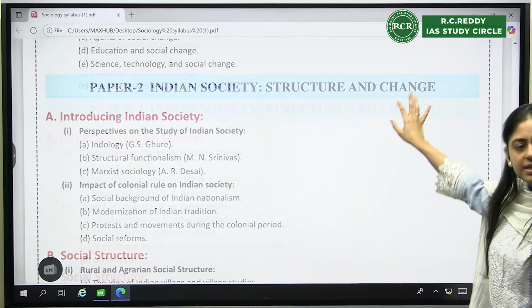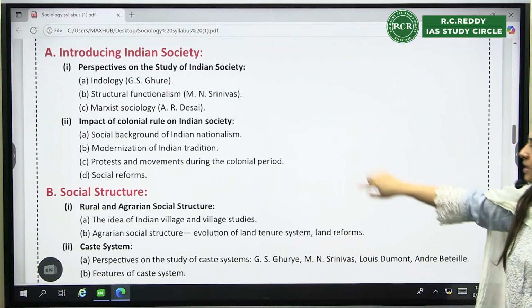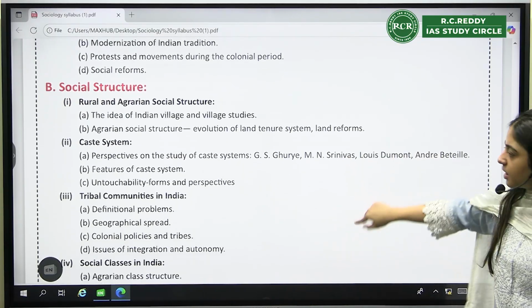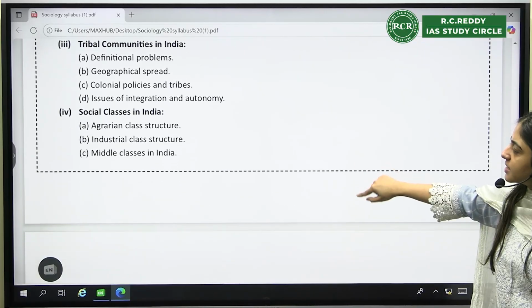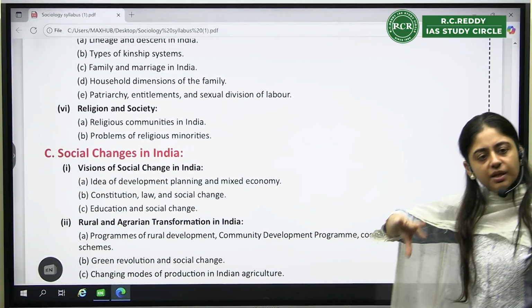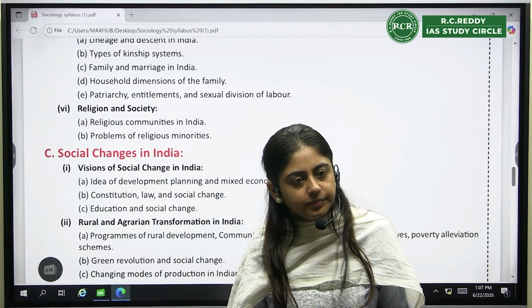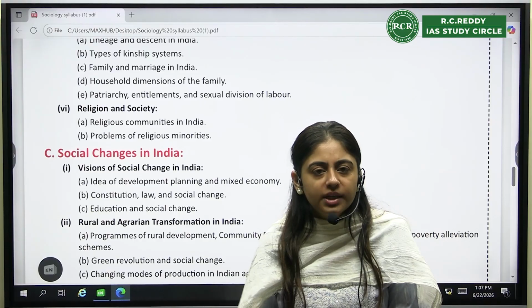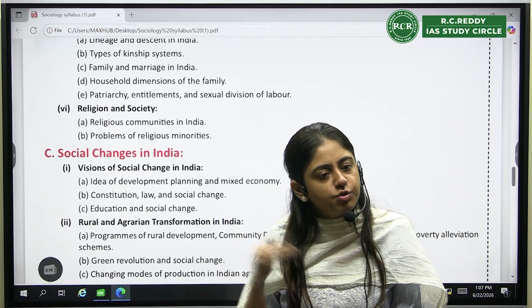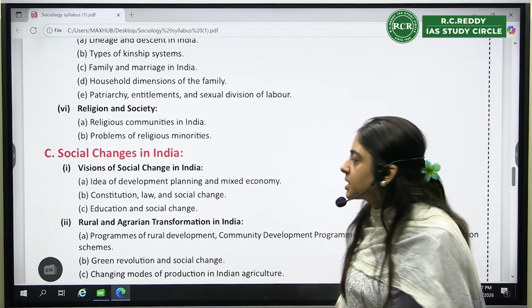Paper 2, we'll discuss this tomorrow. Don't worry. Paper 2 is mostly the same things. If you see caste system, tribal communities, the social classes in India, system of kinship, social change, same things, but from India's perspective. Only three thinkers will be there, but most of the things we'll see, we'll use Marx also, we'll use Western thinkers also.